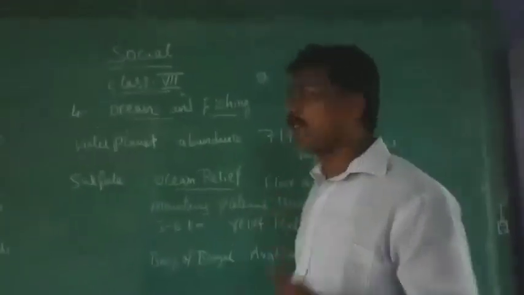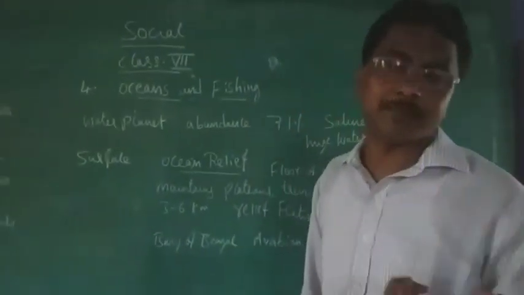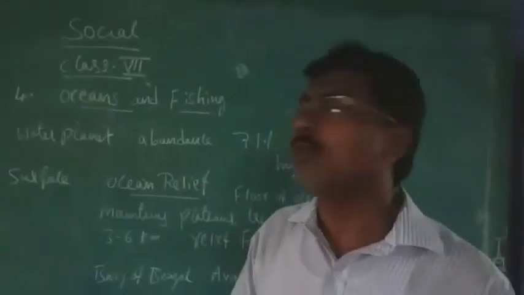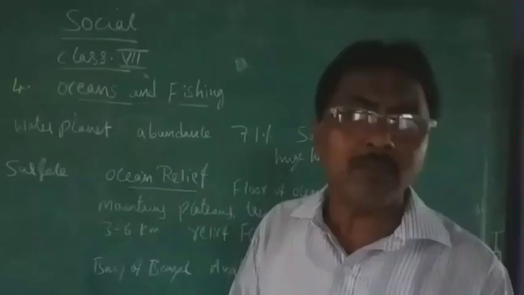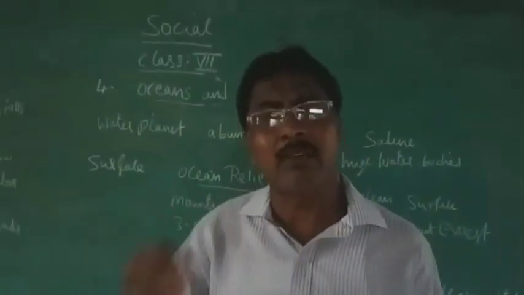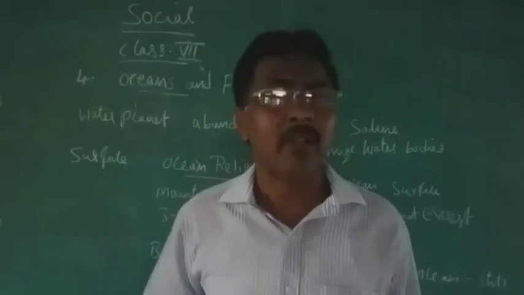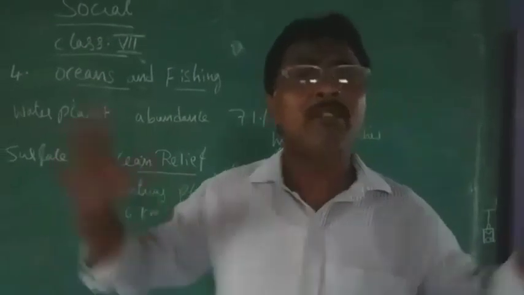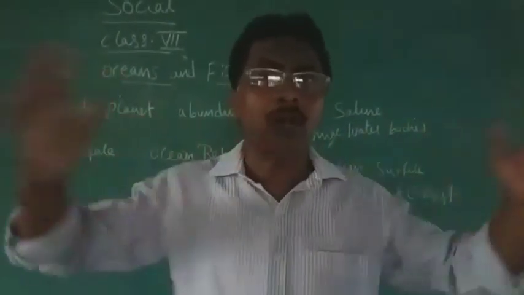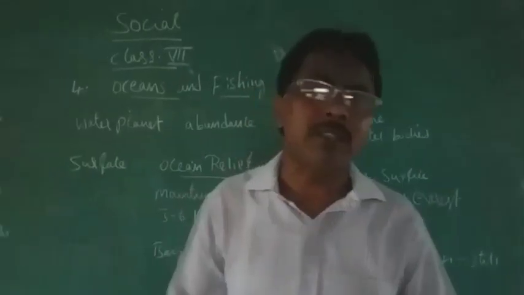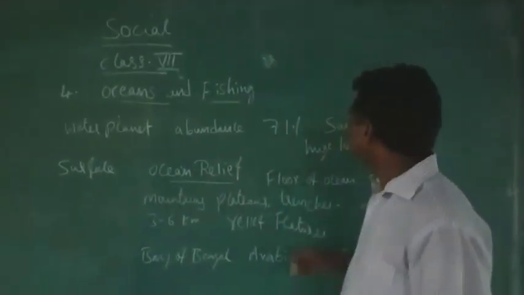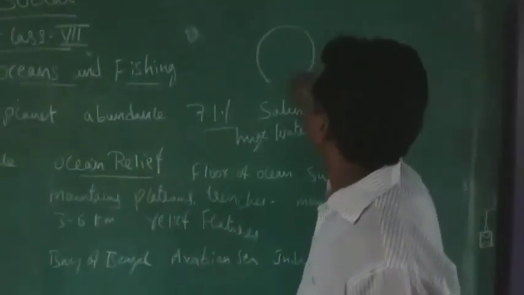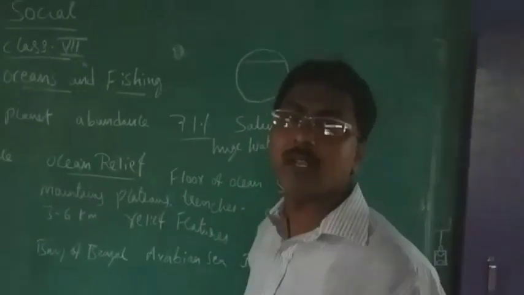Now I am going to tell you about our planet, Earth. Our Earth is called the water planet. Why do they call it the water planet? Because an abundance of water is there. A lot of water is there, 71% of the Earth. The globe is covered by water, blue in color.